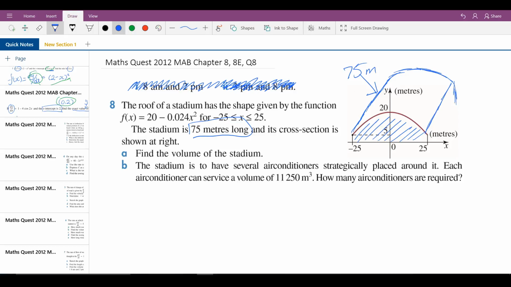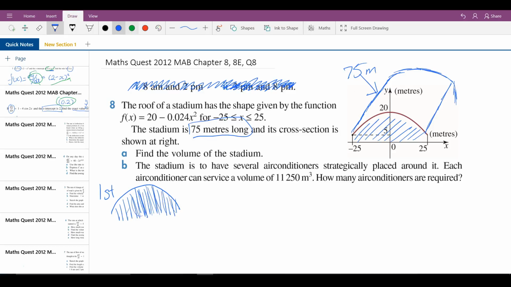Now, there's two methods to do this, and they both work. I just want to show you there's two methods. The first method is we just find all the area under the curve, under the roof of the stadium. That is probably the most straightforward way to find it.